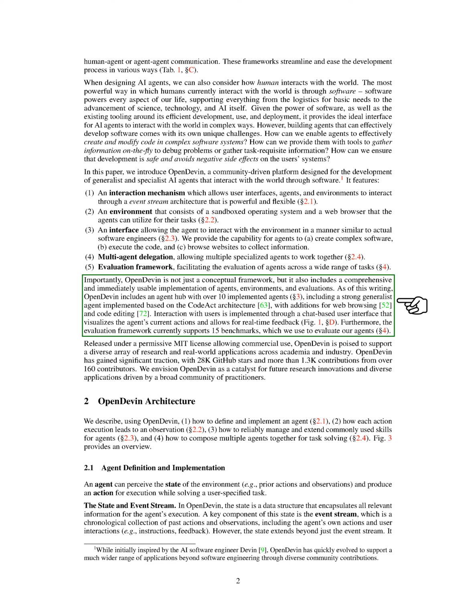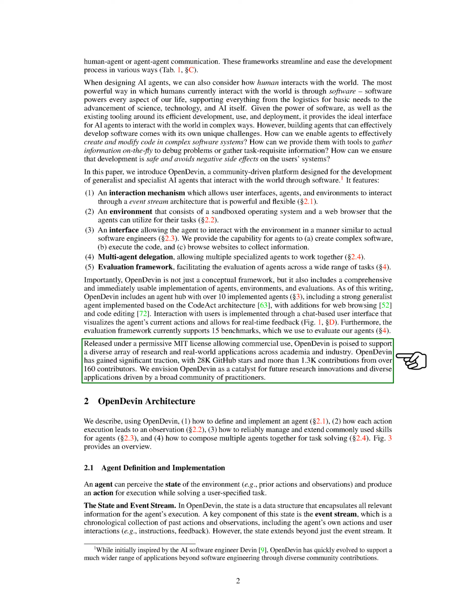OpenDevin is not merely a theoretical framework. It also includes a fully functional implementation of agents, environments, and evaluation methods. As of now, OpenDevin features an agent hub with over 10 implemented agents, including a robust generalist agent based on the CodeAct architecture, enhanced for web browsing and code editing. User interaction occurs through a chat-based interface that visualizes the agent's actions and allows for real-time feedback. Additionally, our evaluation framework supports 15 benchmarks to assess our agents.